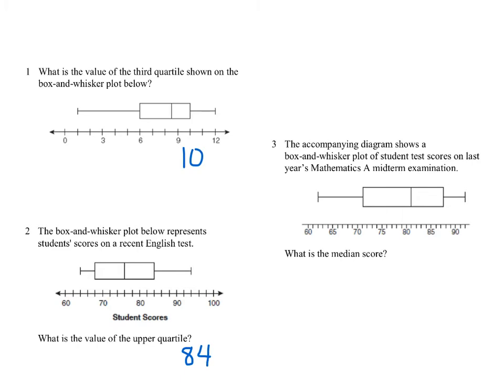So you're looking both at the location on the box and whisker and at how we're counting on our number line. This one also counts by ones. We're looking at the median score. We're looking for the line through the middle of the box. This one was scores on a math test, and that's an 81. So again, not difficult to read the box and whisker plots, just got to know your parts.